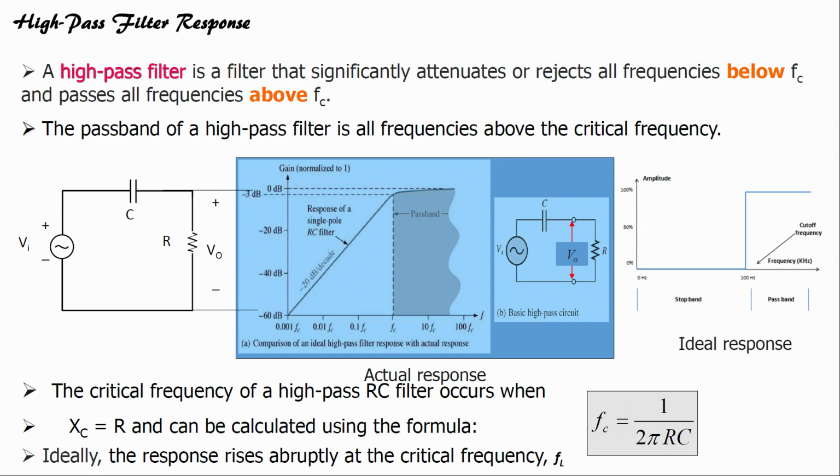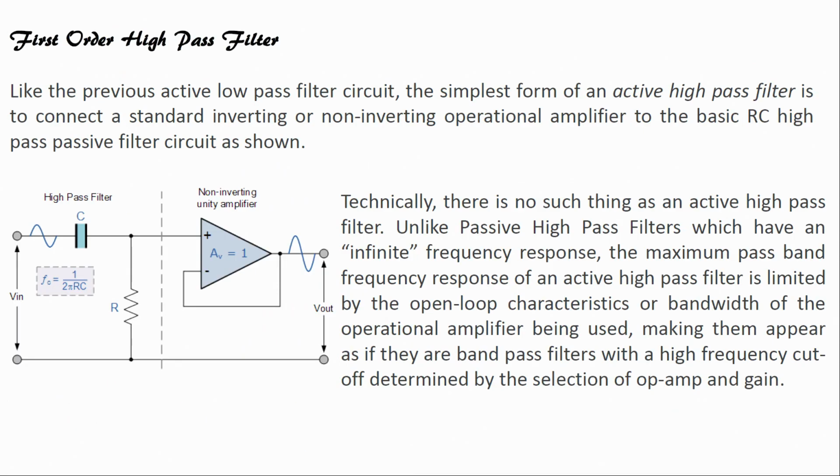So, here the plot would be that there will be attenuation at the input, and then as the frequency reaches close to fc and above fc, the signal can pass through the high pass filter, right. This is the ideal response for a high pass filter, and again the formula remains the same, fc equals 1 by 2 pi RC.